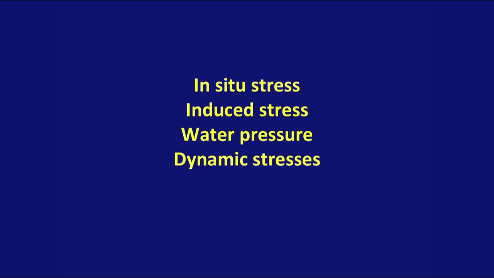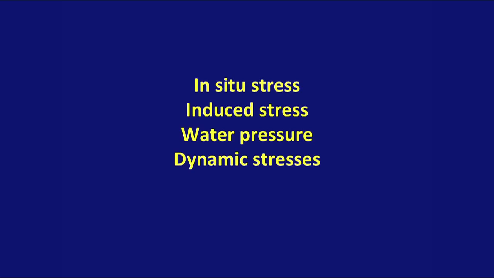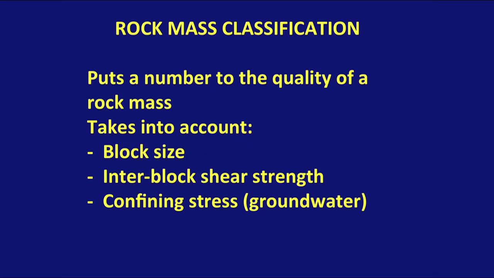Next question: what are the stress controls on a jointed rock mass? There are several of these. In situ stress, the induced stress, particularly in a mining environment where excavation may have affected the stresses around an opening. The next point, water pressure, and finally, dynamic stresses. Rock mass classification puts a number to the quality of a rock mass. It takes into account the block size, the interblock shear strength, and the confining stress, including the groundwater.